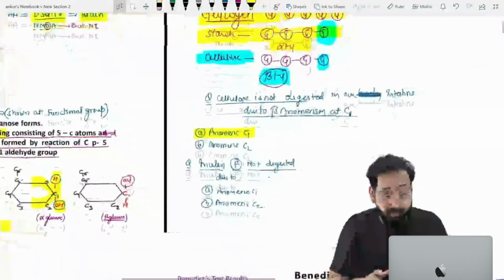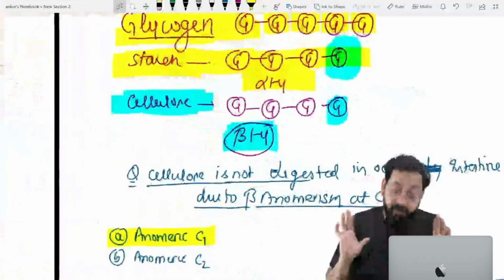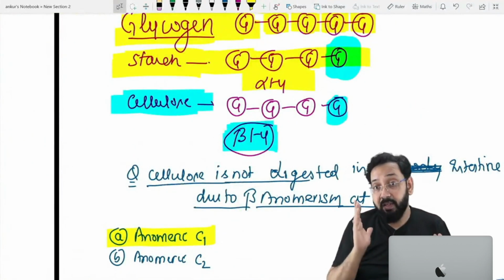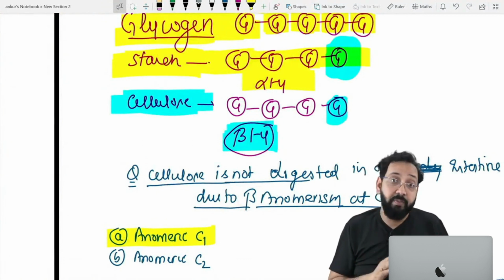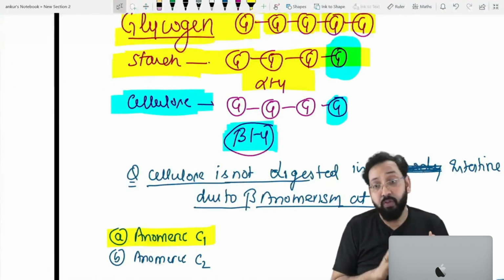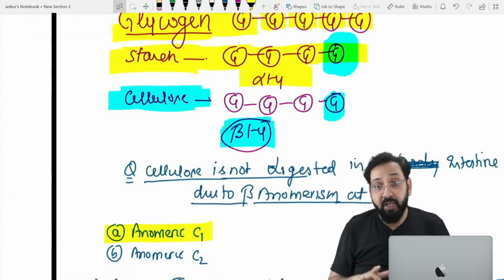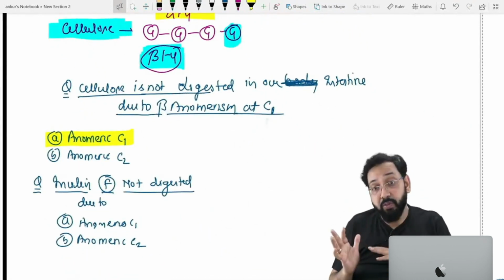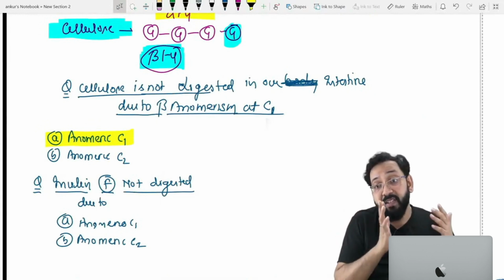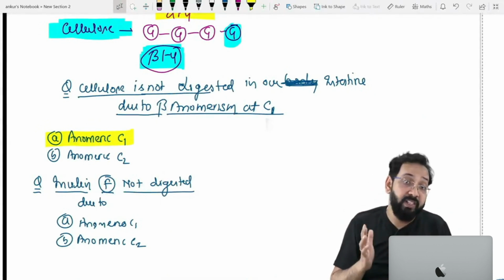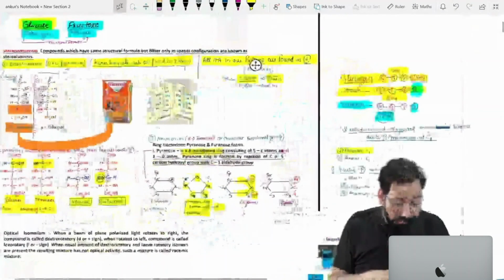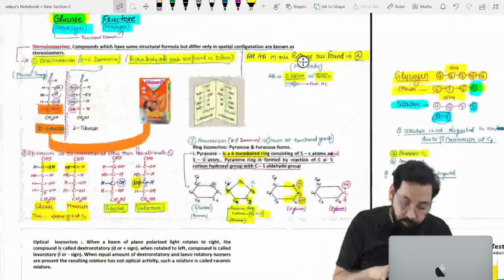And we found that beta linkage is not digested in our intestine. That's why cellulose is not digested in our intestine, because of beta anomerism at C1. And inulin is not digested in our body because of beta anomerism at C2, because fructose shows anomerism at the functional group carbon number 2. So these are 3 types of stereoisomerism on which questions are frequently asked, and they are important.